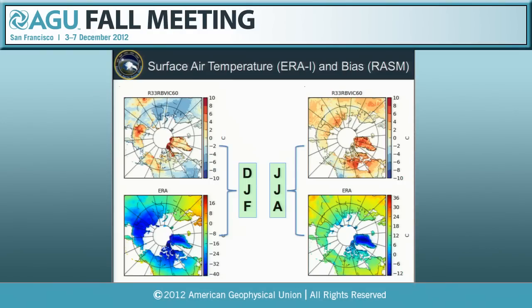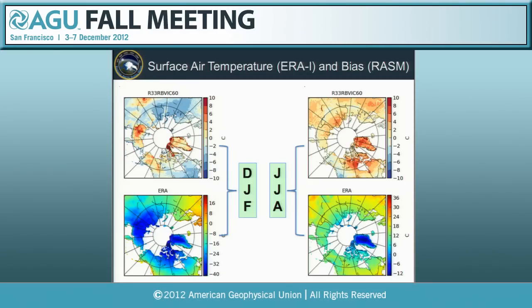This first here shows the surface temperature from the ERA-Interim reanalysis and the bias in our simulations for winter, DJF, and summer, June, July, and August. This is from one rendition of our model. We're still doing some tweaking in terms of how we specify certain snow albedos, features like that, vegetation. But nonetheless, this is a pretty representative result. This is summer over on this side here.